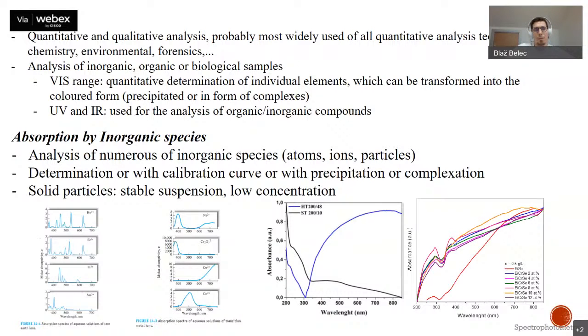So here below, we got some presentations of what we can measure. For instance, those are UV spectra from rare earth elements. You can see that we got a lot of different absorption peaks compared to the transition metals, where we got just one peak or maybe two peaks. Even here, different atoms got different absorption peaks.